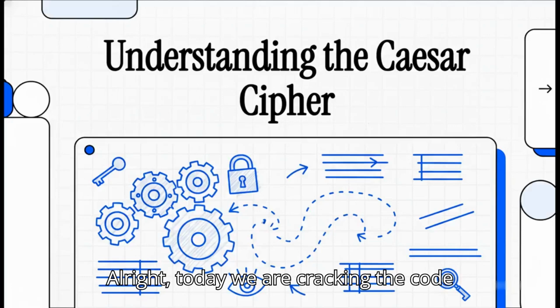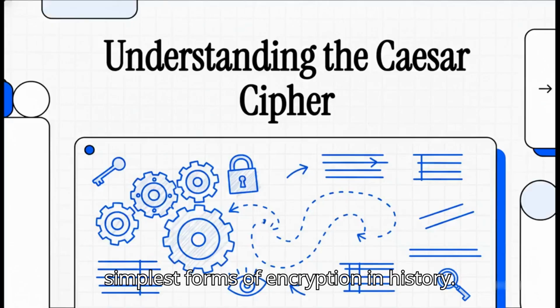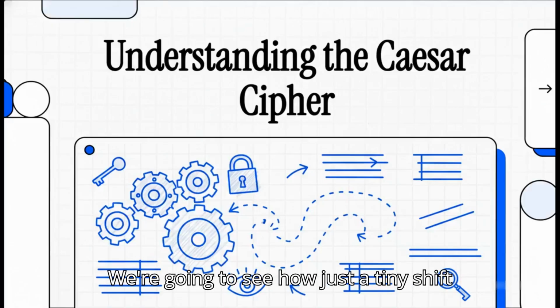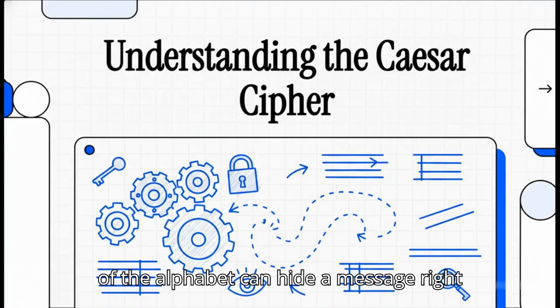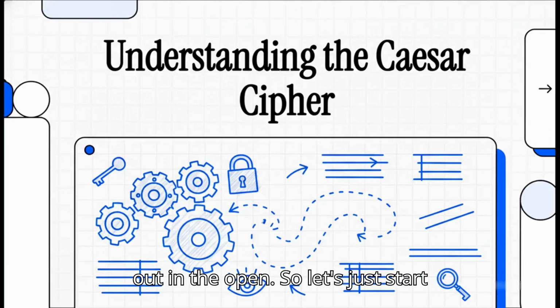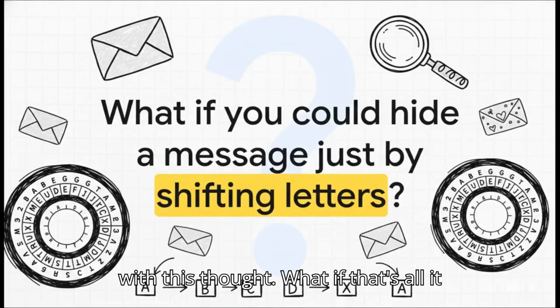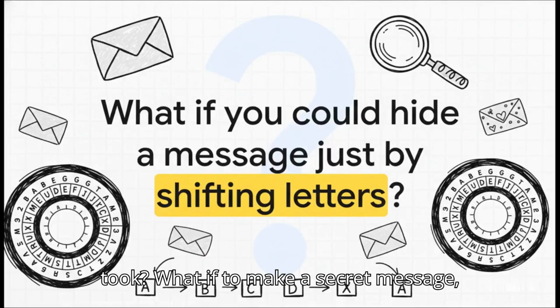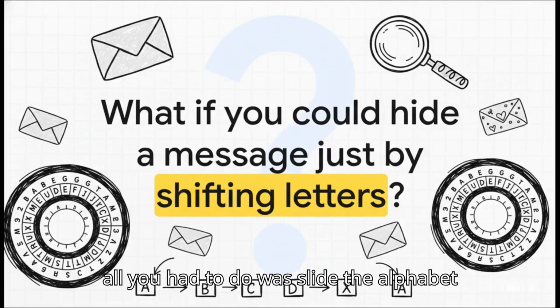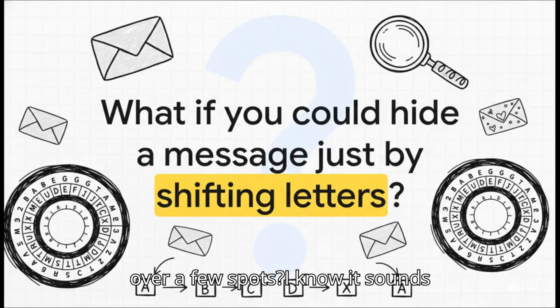All right, today we are cracking the code on one of the oldest and, honestly, simplest forms of encryption in history. We're going to see how just a tiny shift of the alphabet can hide a message right out in the open. So let's just start with this thought. What if that's all it took? What if, to make a secret message, all you had to do was slide the alphabet over a few spots?